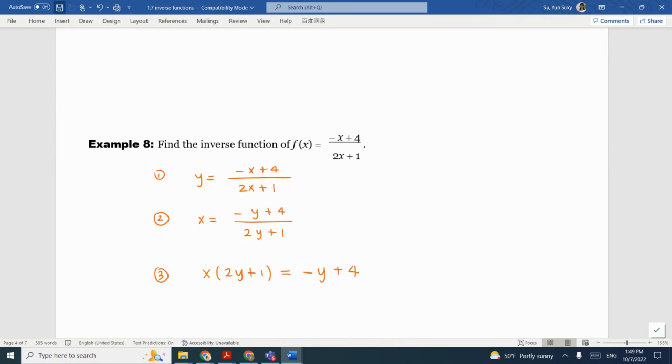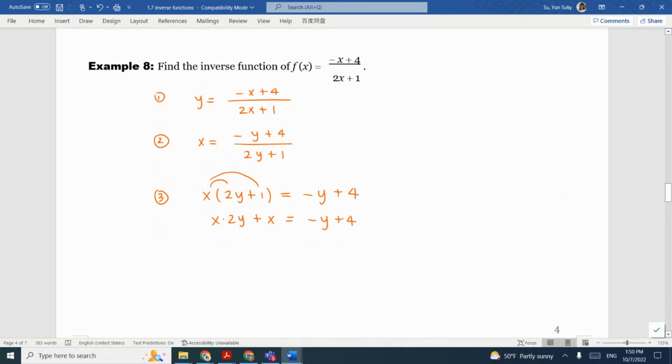Okay, solve for y, which means we want to expand it and move all terms with y on one side and all the terms without y on the other side. So distribute it. So we have x times 2y plus x equals minus y plus 4.